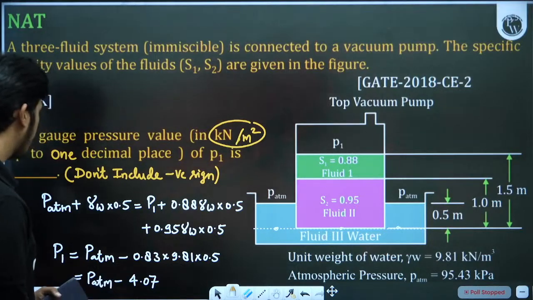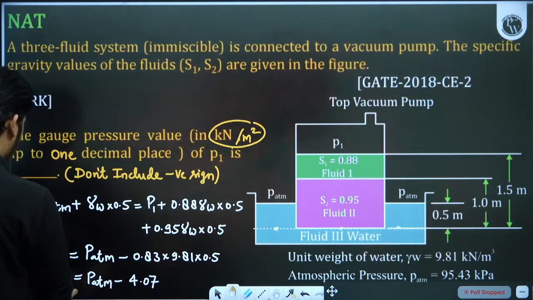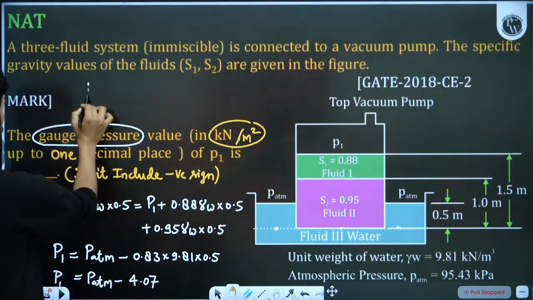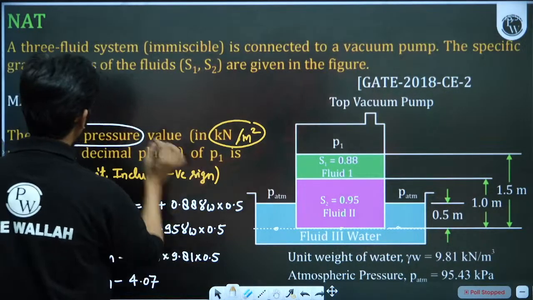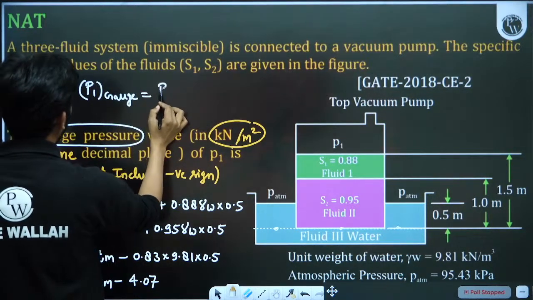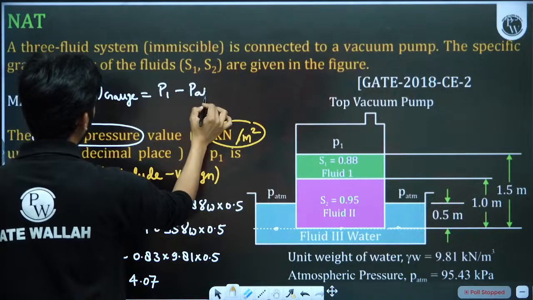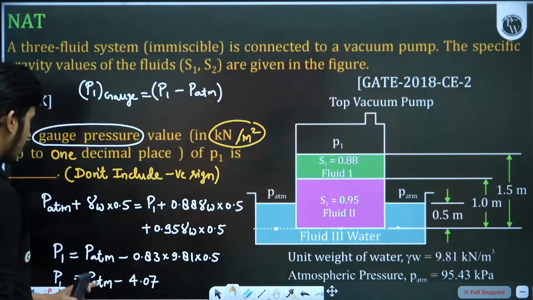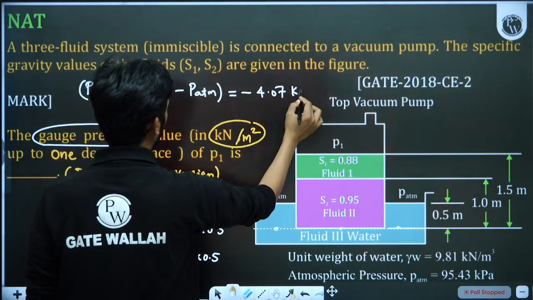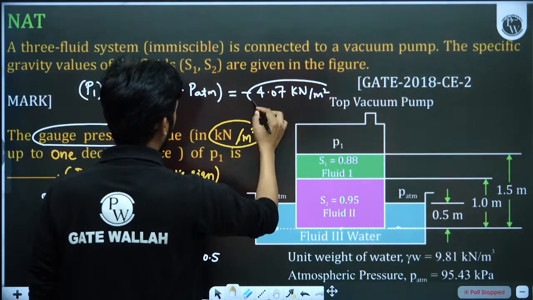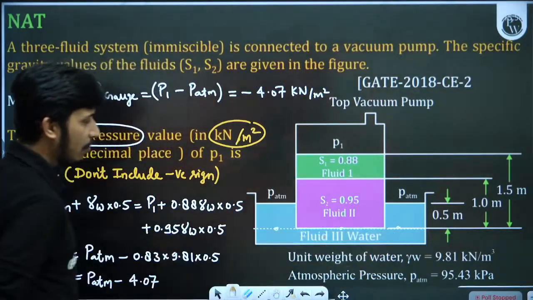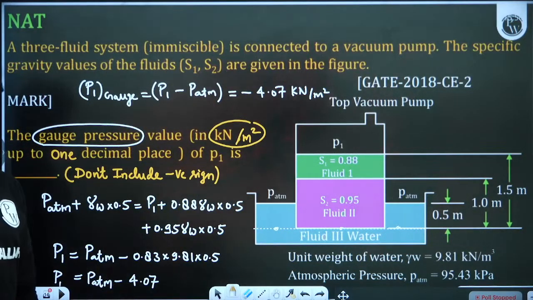Yes, 4.07. Now this is the absolute pressure, but it is asking for the gauge pressure. Please understand that it is asking for the gauge pressure. What is P1 gauge? P1 gauge is actually P1 absolute minus PATM. P1 absolute we have got. If we subtract PATM here, it will be minus 4.07 kilonewton per meter square. Why kilonewton per meter square? Because gamma W we have kept in kilonewton per meter cube, so it will be in kilonewton per meter square.